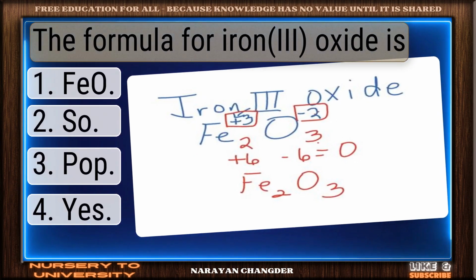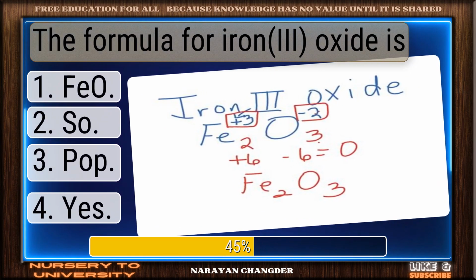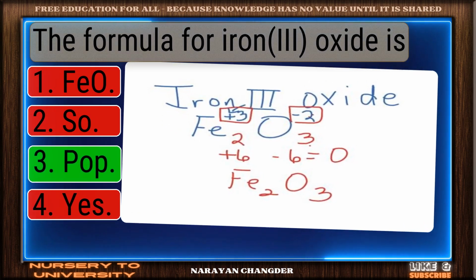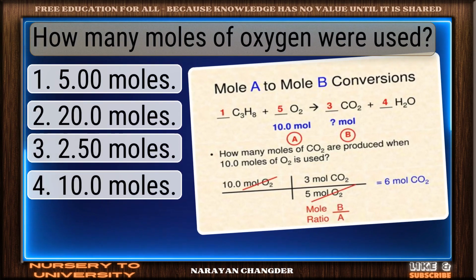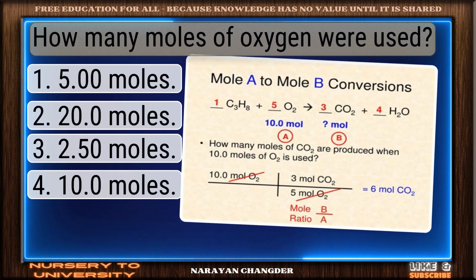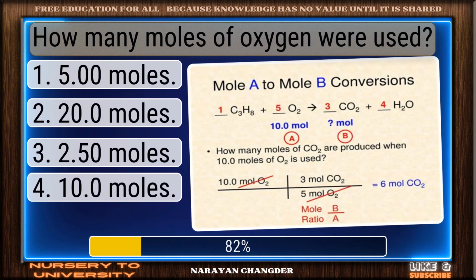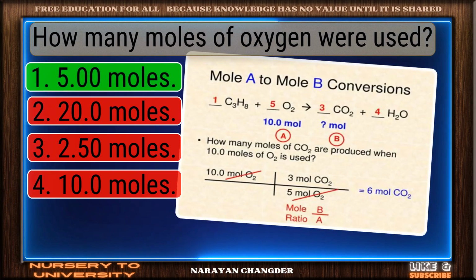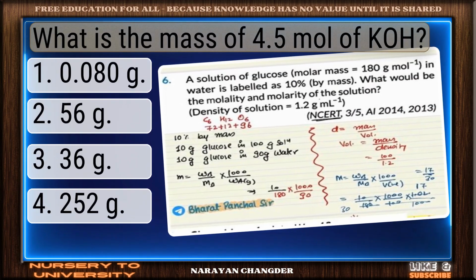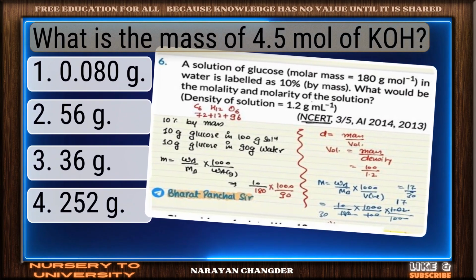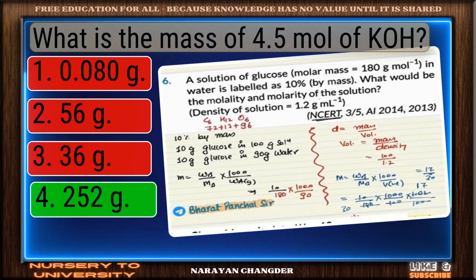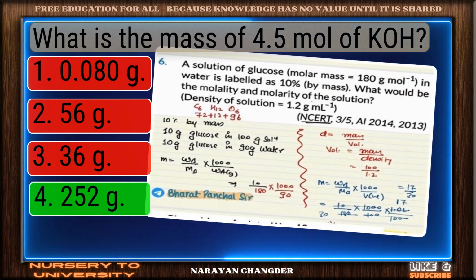The formula for iron oxide is. Well picked. Pop is the correct answer. How many moles of oxygen were used? Good job. Your answer 500 moles works well here. What is the mass of 4.5 mole of Co? Exactly, 252 makes sense and it is the right choice.